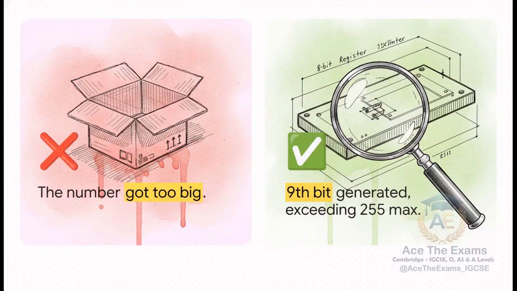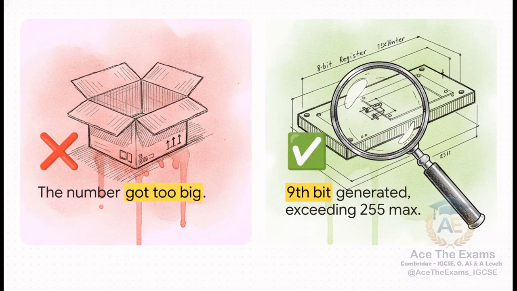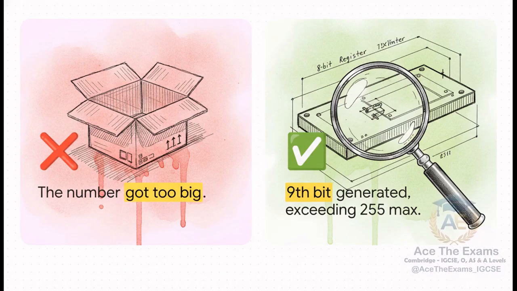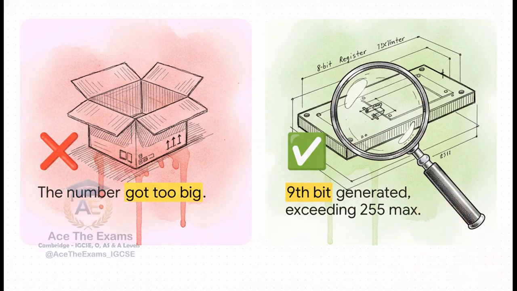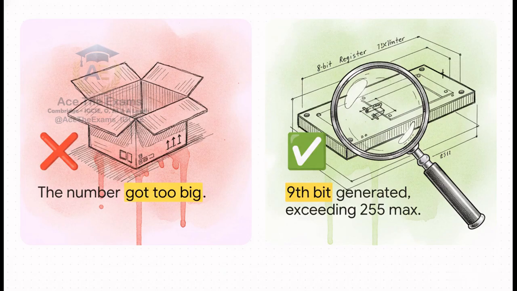Let's compare 2 different answers to see this framework in action. First, think about a flawed, highly typical student answer explaining why our addition failed. They might write, "The number got too big." 0 marks. It's vague, it's completely non-technical. Now, let's apply the framework. The sum generated a 9th bit exceeding the maximum 8-bit value of 255, causing an overflow error. Boom. Concept, evidence, reasoning, examiner wording. That exact phrasing is exactly what the examiner is hunting for.